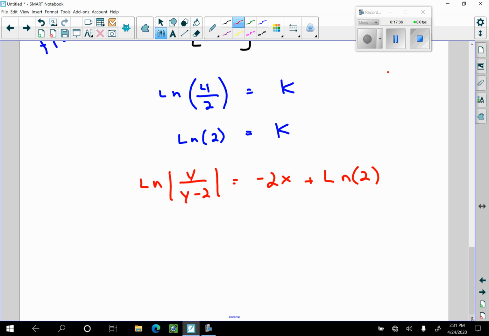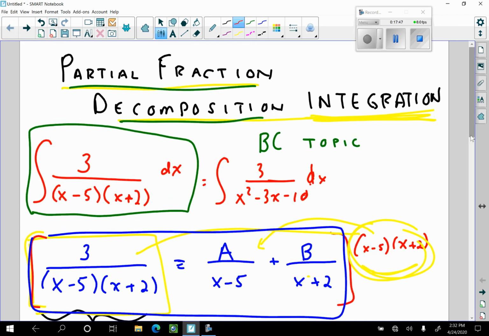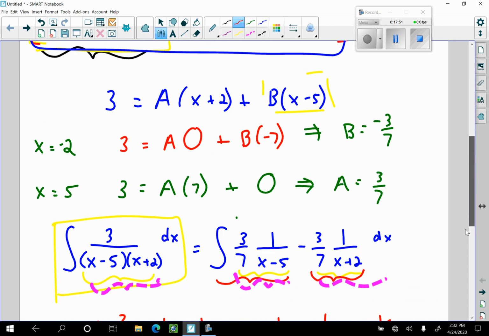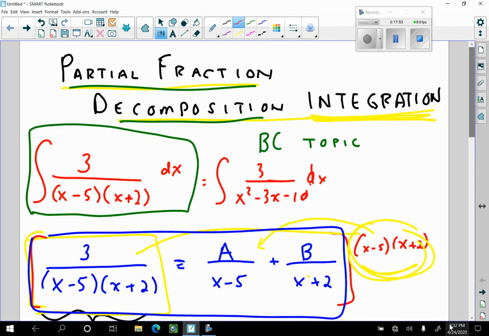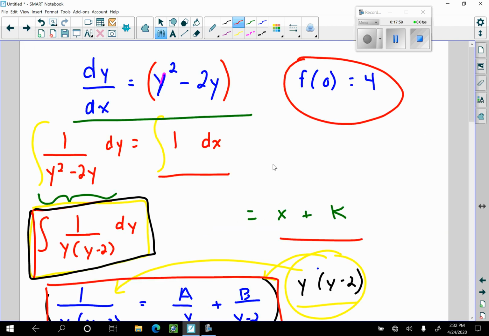So that's a review of what you'll need to finish this particular problem. And if I come up here, let's go back. This is a good review of partial fraction integration. Okay, we have this guy that we integrated. And then we had a problem exactly like what you will see on the assignment.